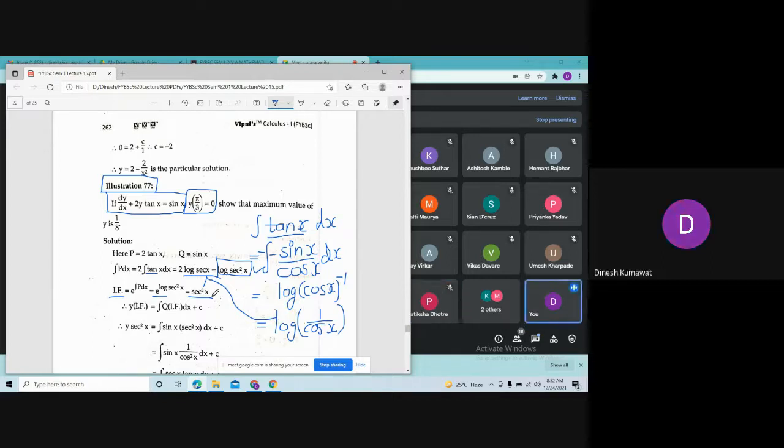Okay. So the formula for this differential equation is nothing but what? y into integrating factor is equal to the integral of q into integrating factor dx plus c. Now all of you please put the value of the integrating factor. So on the left hand side we are having y into sec square x. On the right hand side we are having the integral of sin x into sec square x dx plus c. Is that clear to everyone?